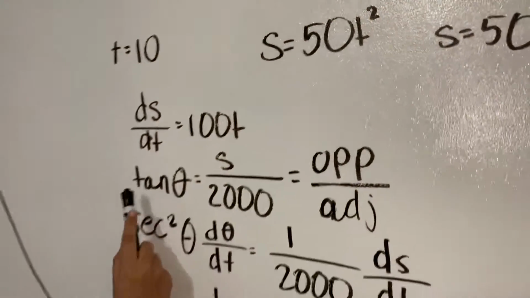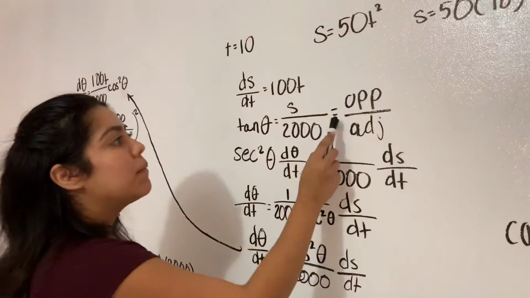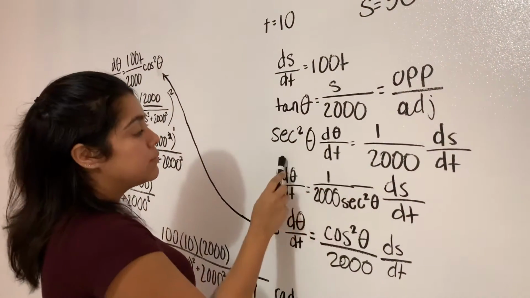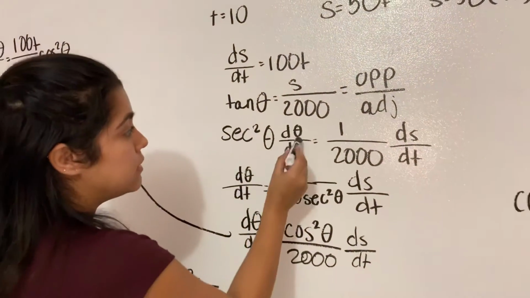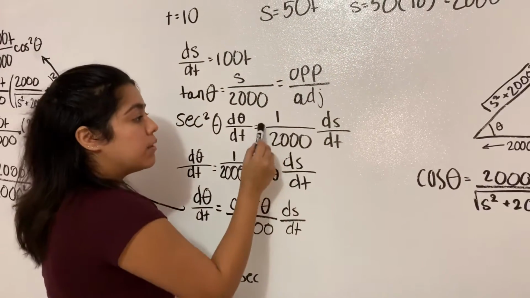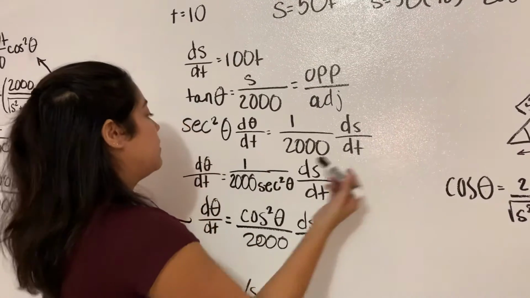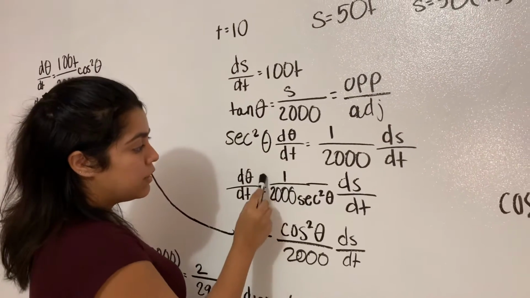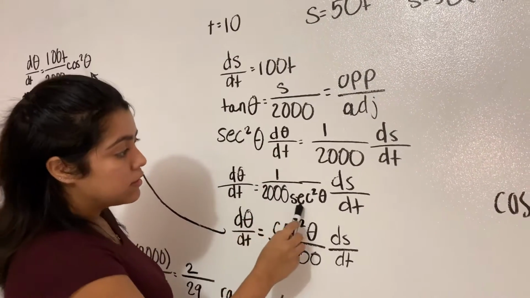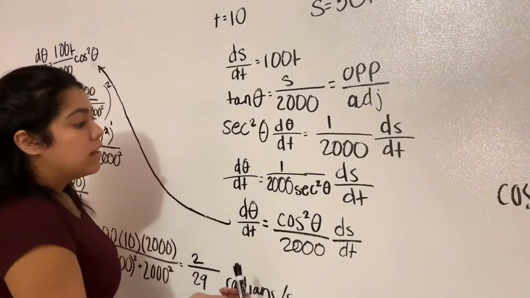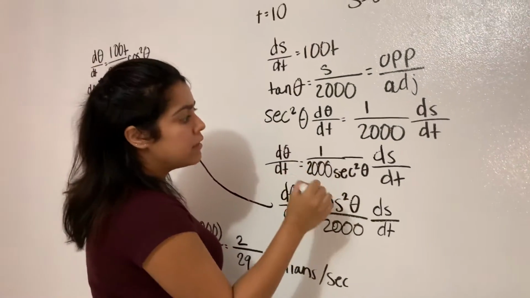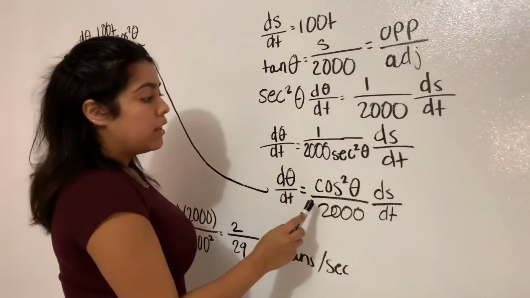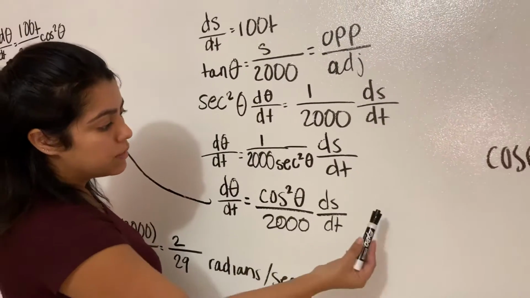Then we're going to do tan theta equals S over 2,000, which is the opposite over the adjacent. So you're going to take the derivative of both sides, which gives secant squared theta times d theta over dt equals 1 over 2,000 times dS over dt. So you're going to want to isolate d theta over dt, which equals 1 over 2,000 times dS over dt divided by secant squared theta. Now, the reciprocal of secant squared is cosine squared. So you end up getting cosine squared theta over 2,000 times dS over dt.